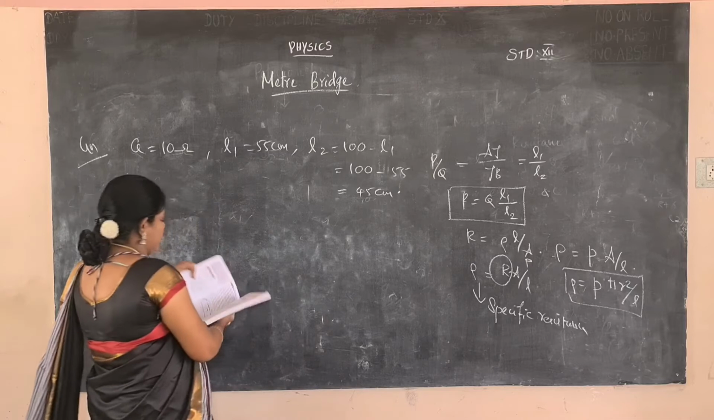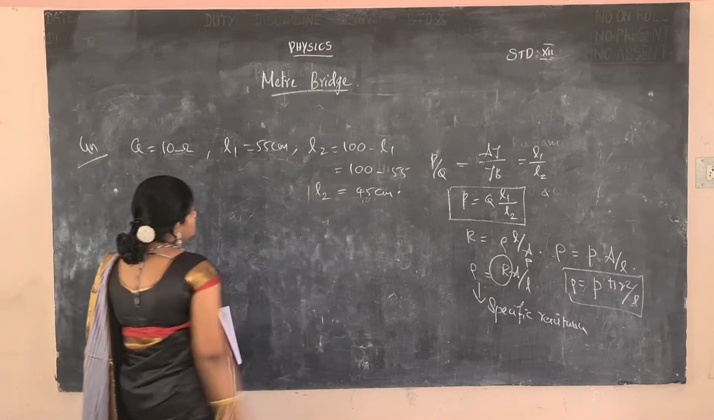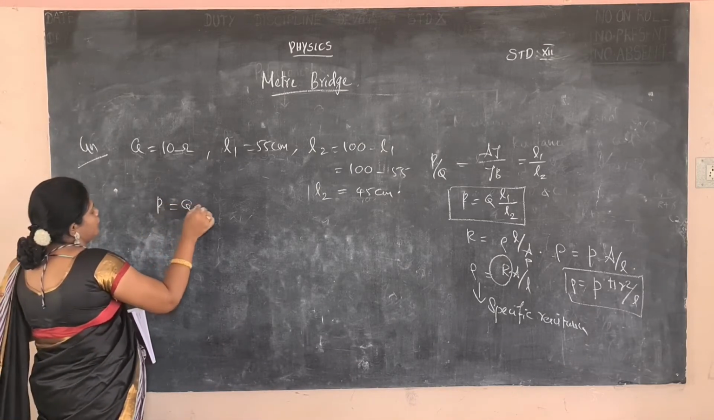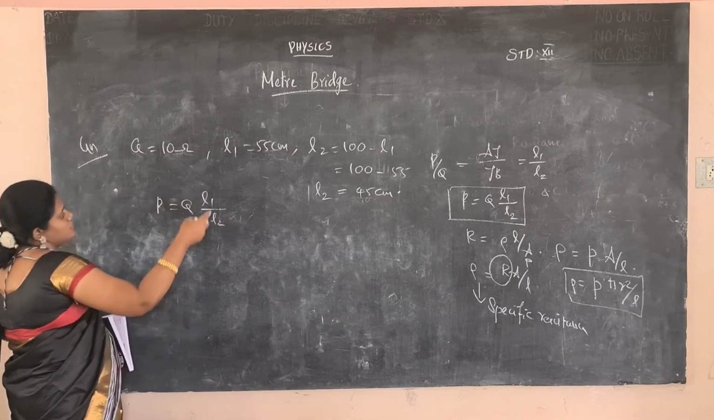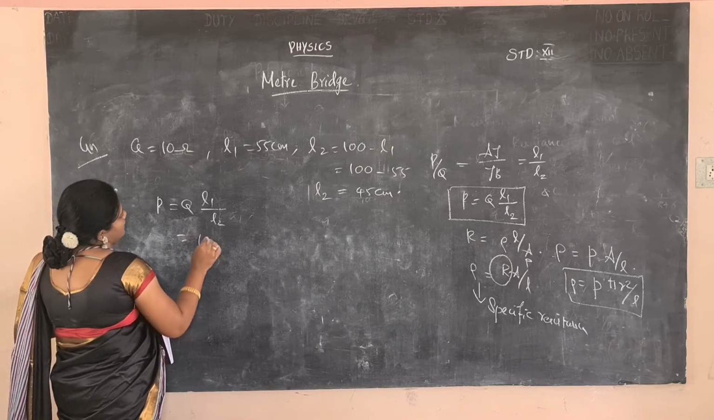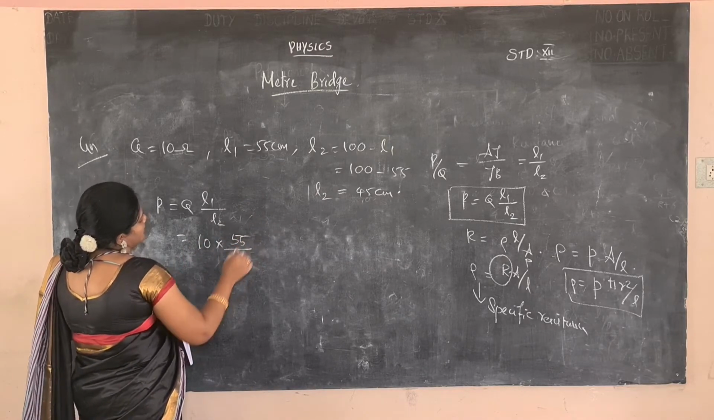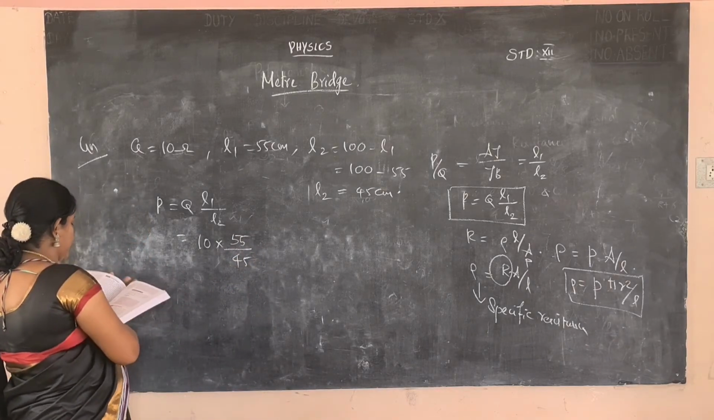Okay, so the L2 value is 45 centimeter. We want P. So P is equal to Q into L1 by L2. Substitute the Q value, the L1 value, and the L2 value. Q is 10, L1 is 55, and L2 is 45. So we have to divide all the things.